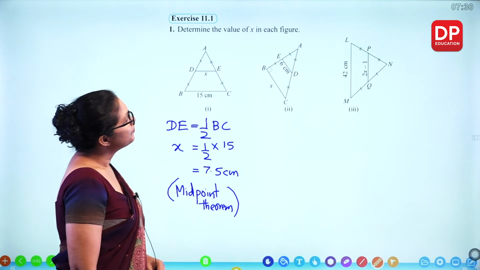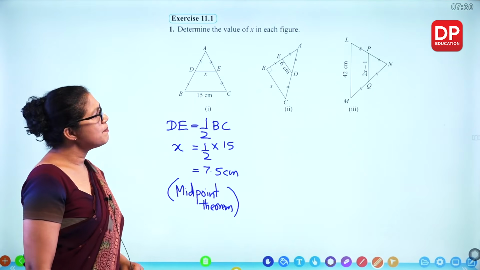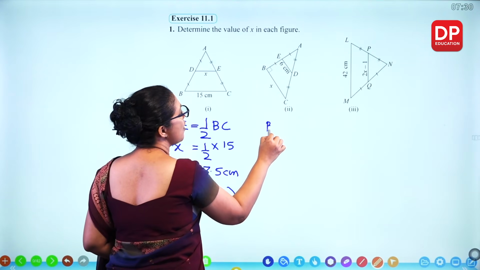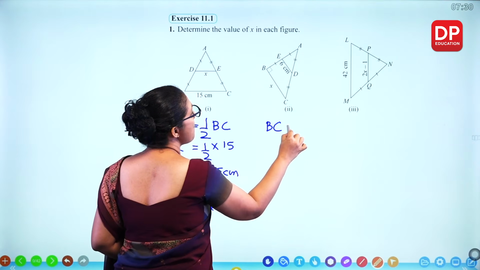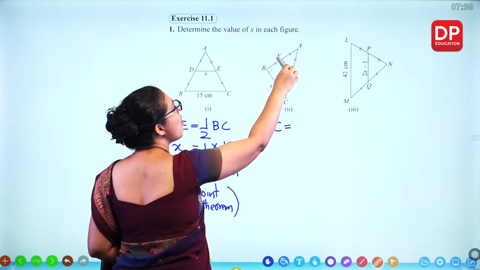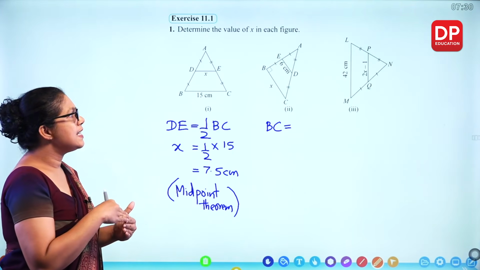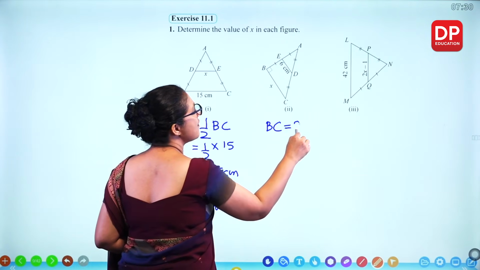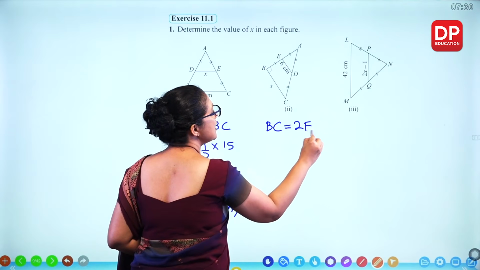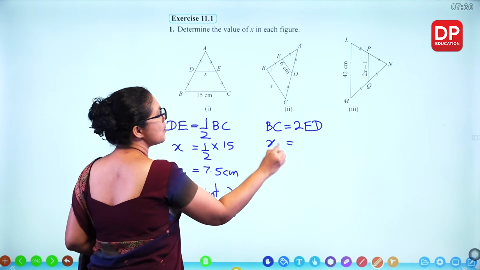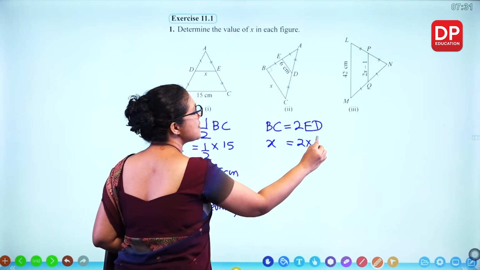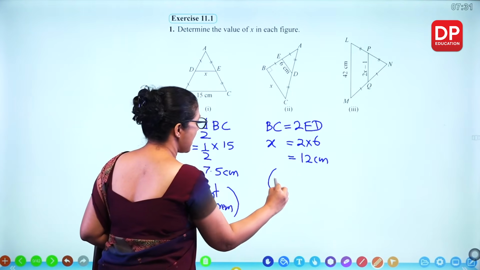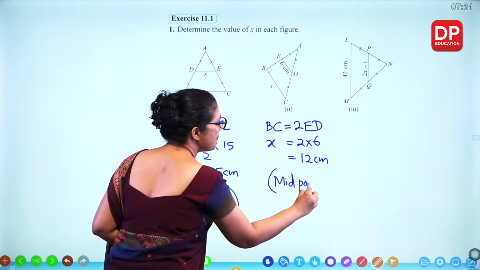Second example, look at carefully. E and D given as midpoints. So this is the third side, BC. So what can you say about BC? BC length is double of this one, opposite of the other way. ED is half of BC. So what is BC? Double of ED. So we can write 2 times ED. Then BC is equal to x. X is equal to 2 times 6. That's 12 centimeters. The reason is again midpoint theorem.